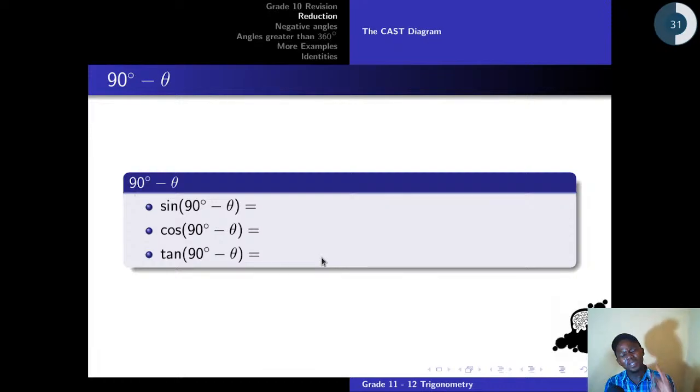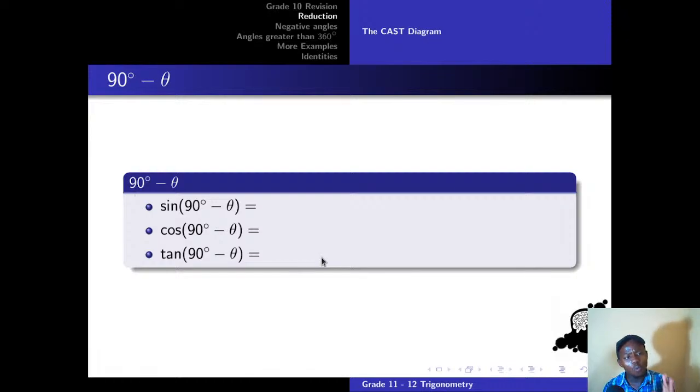Now, please take note of something. Now that you understand the process of working with reduction, we can move on to two special cases when we're working with 90 degrees and 270 degrees. The important thing to remember here is that if we work with 90 and 270 degrees, sine changes to cos, cos changes to sine, tan changes to cot.